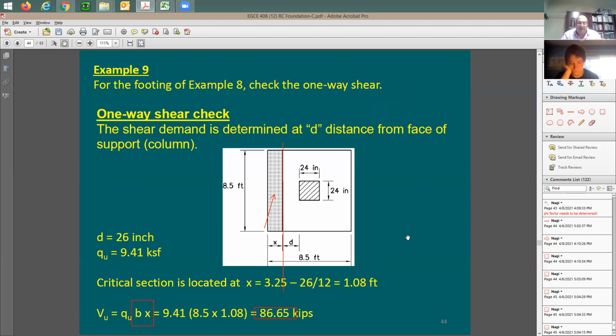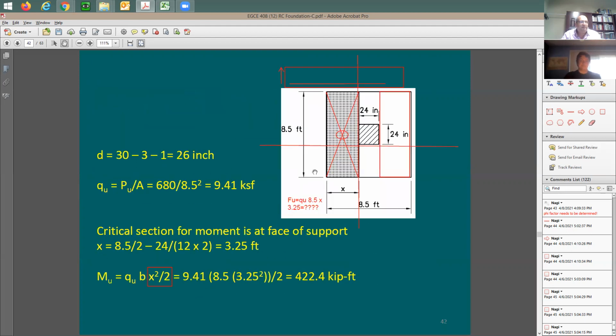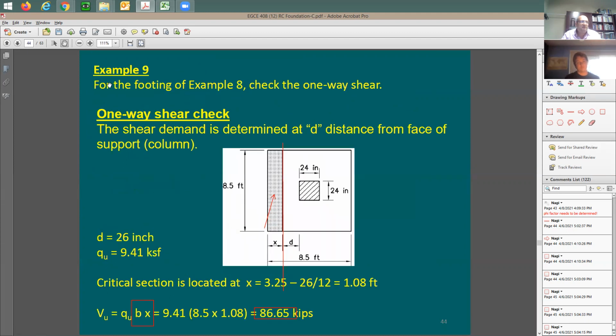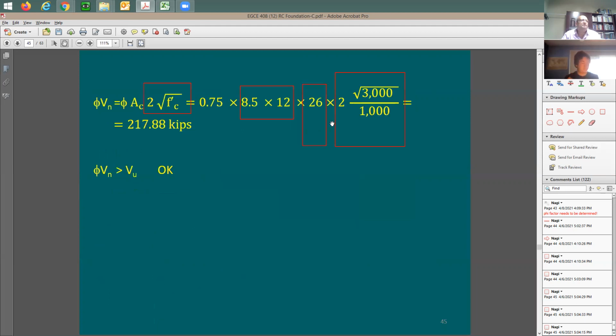So now what I have done here, I have checked the flexure, which means the amount of reinforcing that I put in here. This is going to be for the reinforcement. And also I checked what I called one-way shear. Today also I'm going to be showing you the two-way shear, which is a punching check or punching shear. We're going to be going through it today.